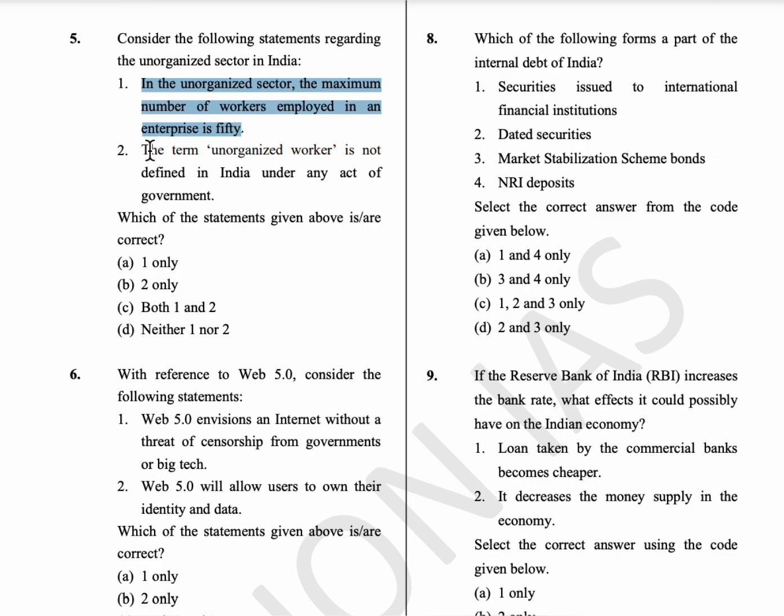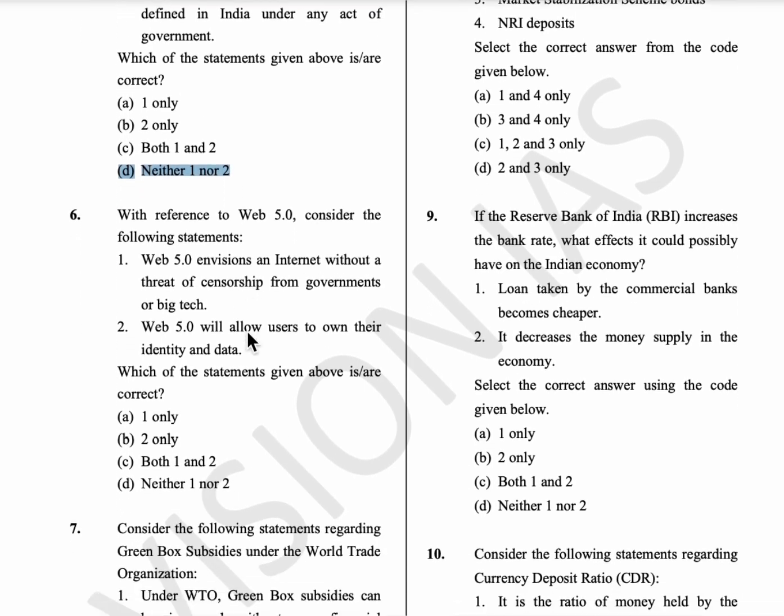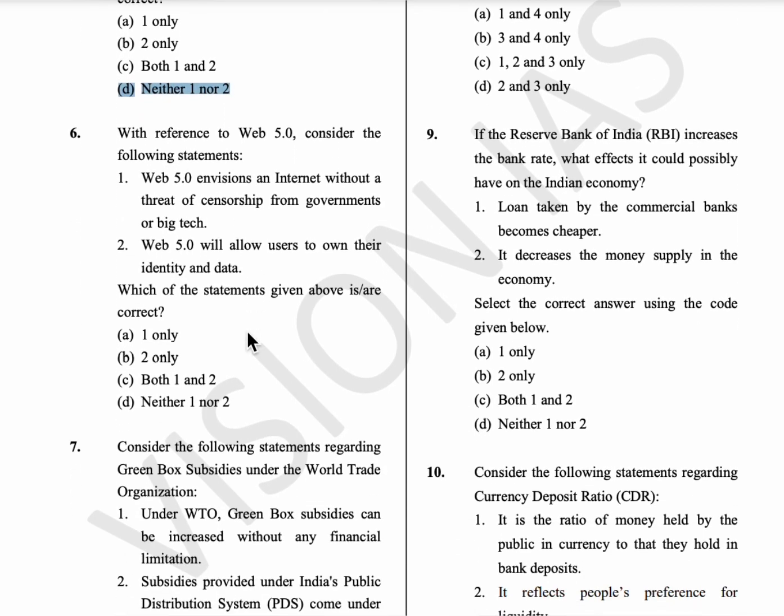So the second statement is also wrong, because unorganized workers are defined under Section 2 clause M of the Unorganized Workers Social Security Act of 2008. So neither one nor two are correct. So option D. Sixth question, with reference to Web 5.0, consider the following statements.